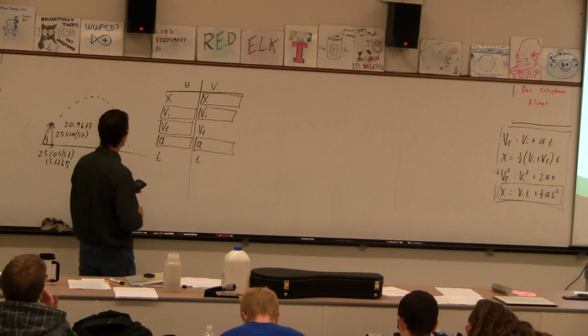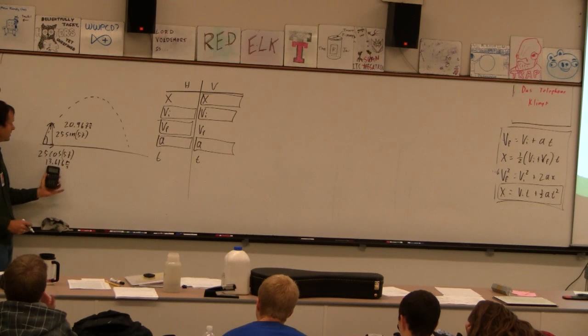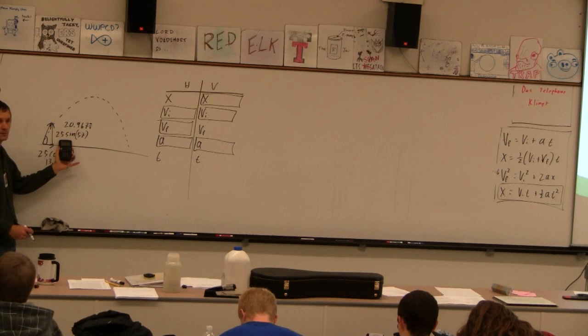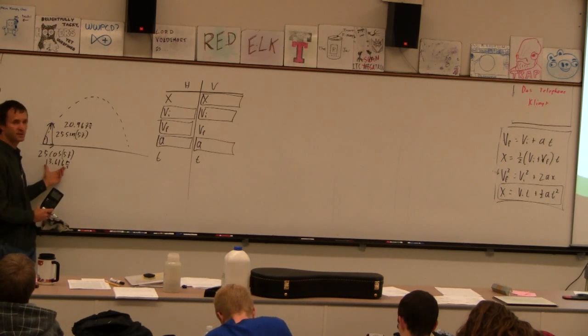So I broke these into components, right? So I got this 13.616, right? And I got 20.967, right? So where does this all go? Where does the 13.616 go?